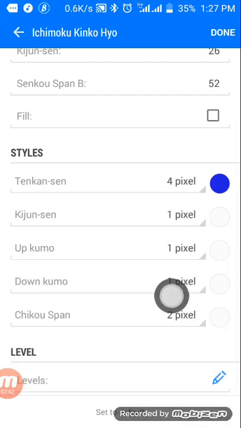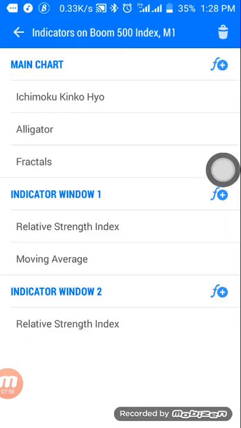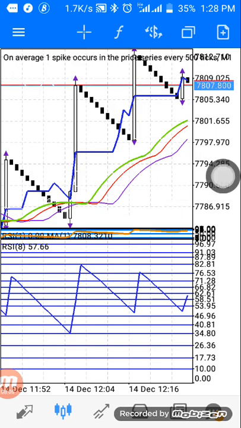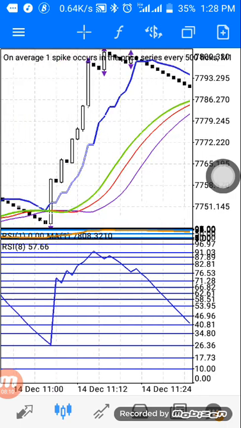Okay, and the pixel should be 1 all through, except for the Tenkan-sen, which you're going to use 4 pixel, and any color of your choice. Use 4 pixel, you want it to show very clearly. Use a color of your choice, and you click on done. After that, you are good to go. Don't bother about these ones here. This is a setting of the Excellent strategy. Well, I leave it here because I still use the strategy right now. I still use it to trade.